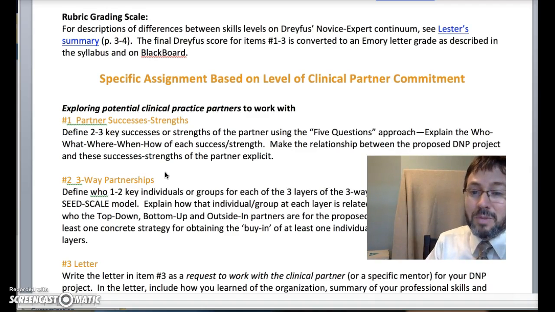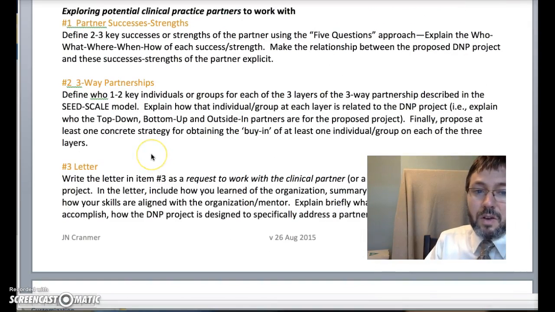But I think all of us have some sense of some potential partnerships that we could build on, begin to identify their strengths. Then you're going to pick 1 to 2 key people or groups at each level, a layer of partnership. So you need to talk a little bit about who some potential bottom-up partners are for the DNP project you're thinking about doing. Who are some outside-in technical experts who could help you in designing and implementing that well, and who are top-down power brokers and decision makers as it bears on your DNP project.